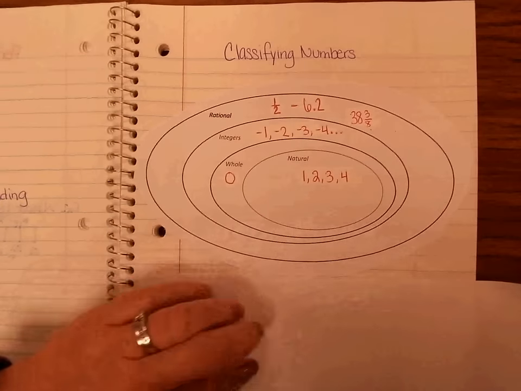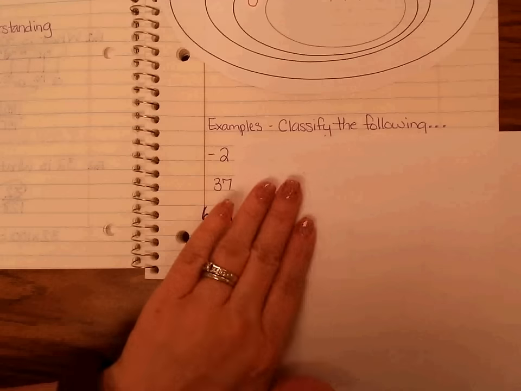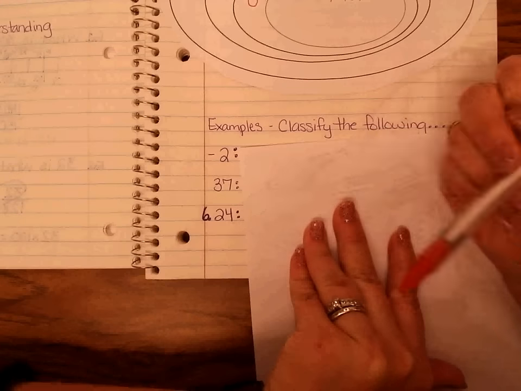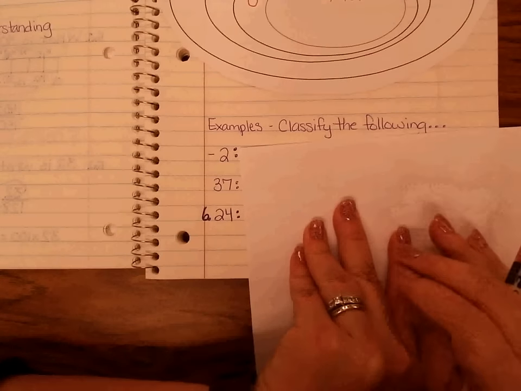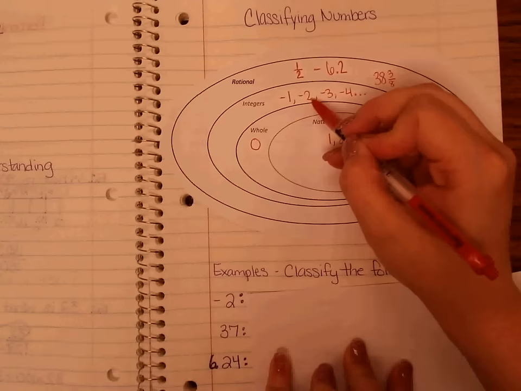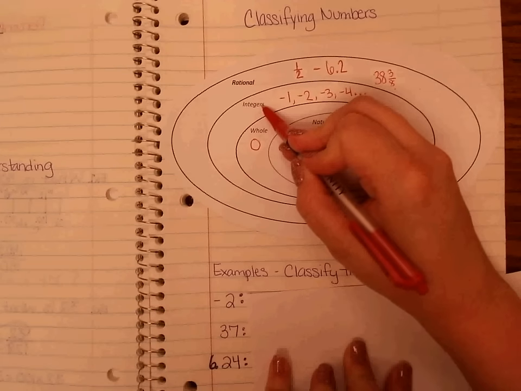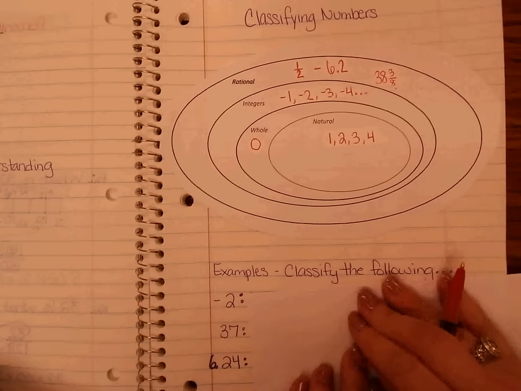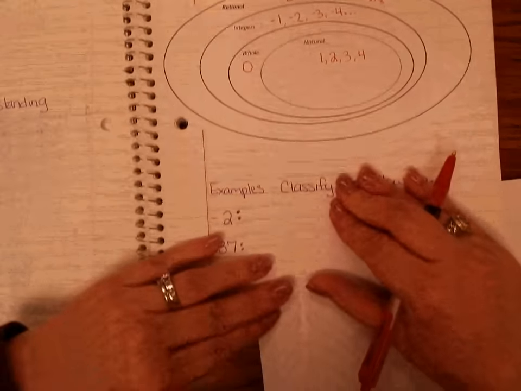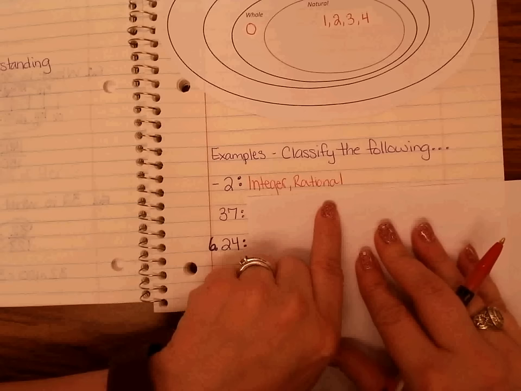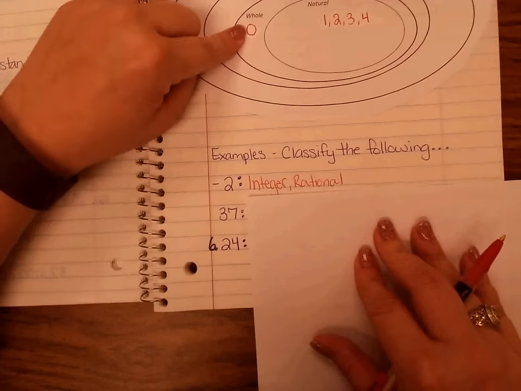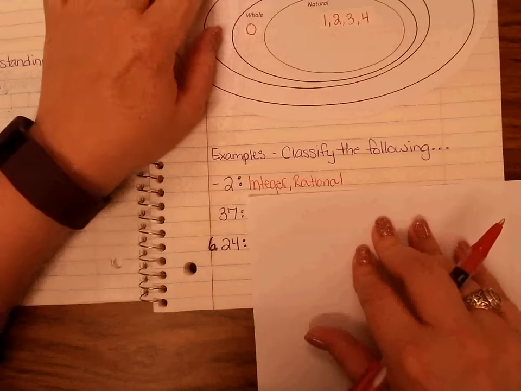Okay, so let's look at some examples of what that looks like. If I have these numbers, I have -2, 37, and 6.2, and I want to classify each of these numbers. Well, -2, I have that right here. -2, it's an integer. So I'd put integer, but every integer is also a rational number. So not only is -2 an integer, but it's also a rational number. Now, -2 is not a whole number and it's not a natural number, but it is an integer and a rational.